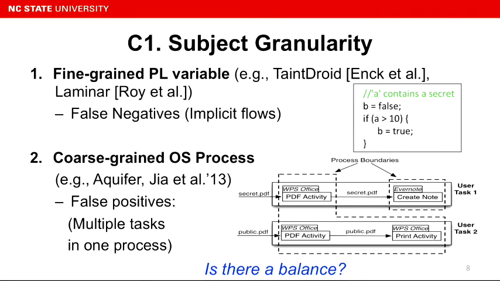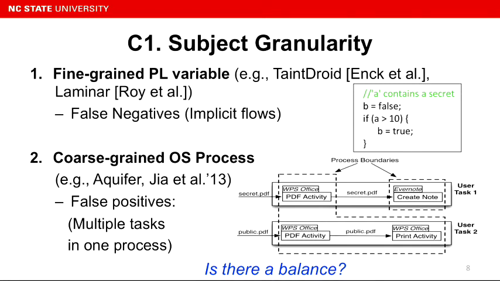So for subject granularity, we have two options. You have the fine-grained programming language variable that has the obvious advantage of precision, right? Fine-grained taint tracking is extremely precise. But at the same time, fine-grained taint tracking is susceptible to implicit flows in code. That is, flows that occur not due to the explicit transfer of information, but due to control flow.